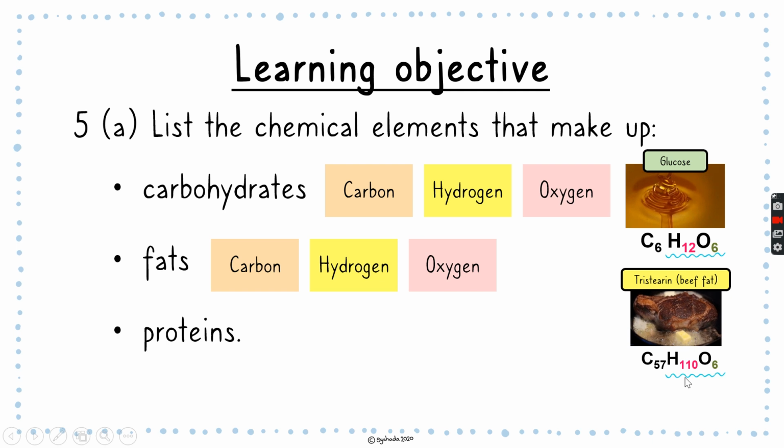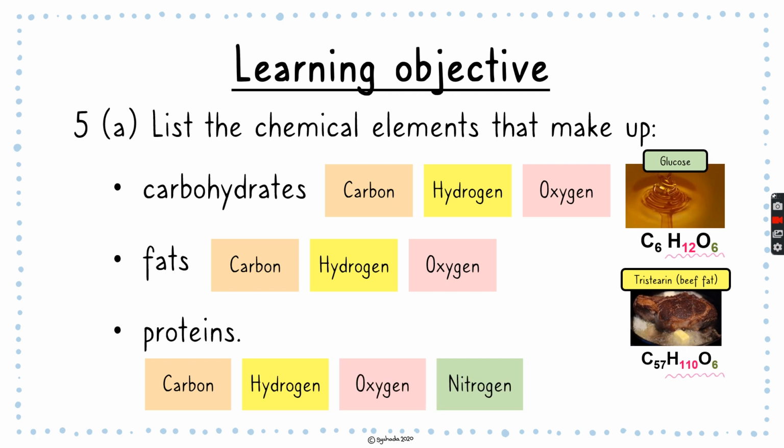Whereas in fat, you can see that the ratio of hydrogen to oxygen is much higher, with much more hydrogen than oxygen. Proteins are made up of the chemical elements carbon, hydrogen, oxygen, and also nitrogen and sulfur. So how we remember this is CHO, and CHONS.